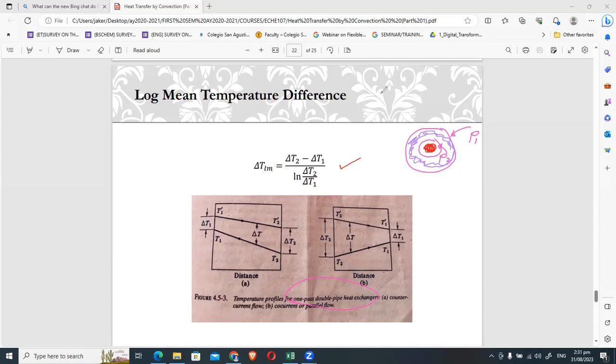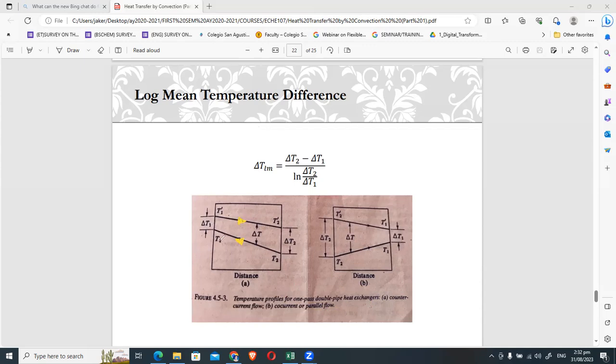So in here on A, I'll just clear my markings. Here on A, you have counter current flow. So your fluid 1 and fluid 2 are facing each other. So one is in this direction, I'll just enlarge the arrow, and the other one is in this direction. So letter A is counter current flow.